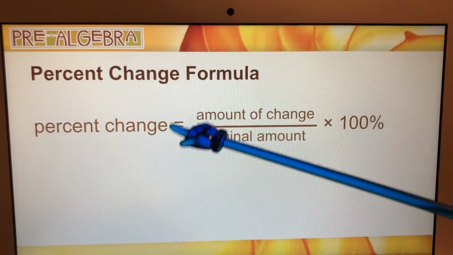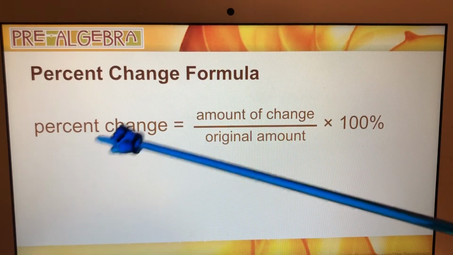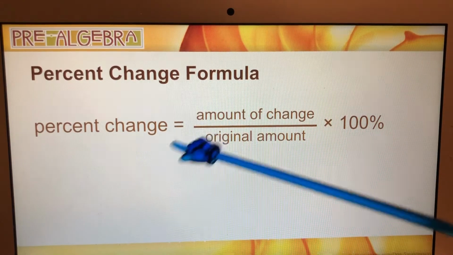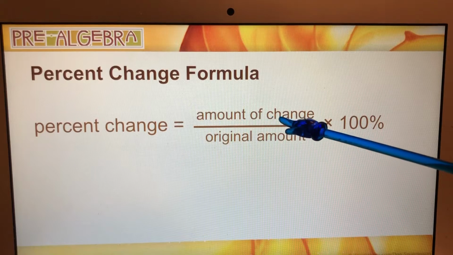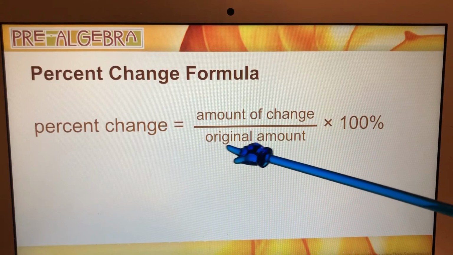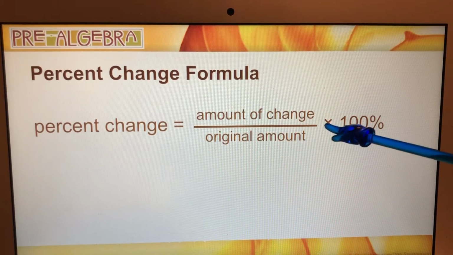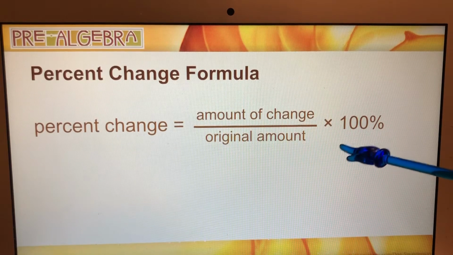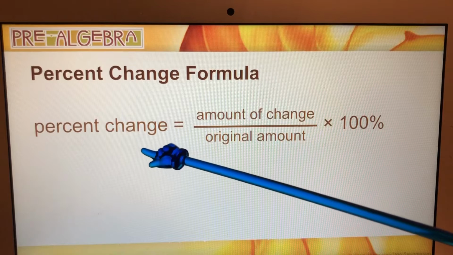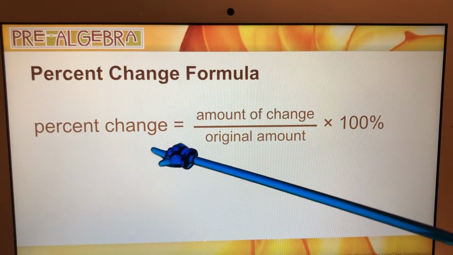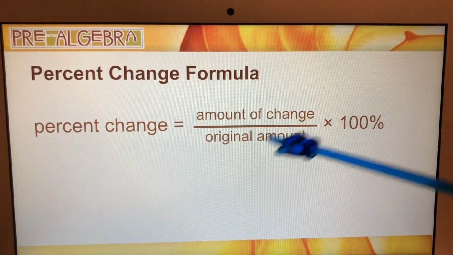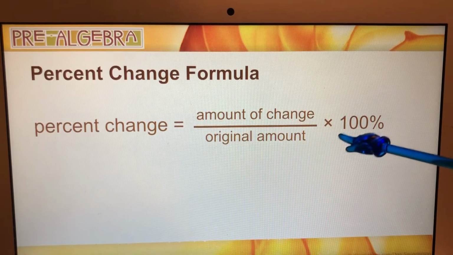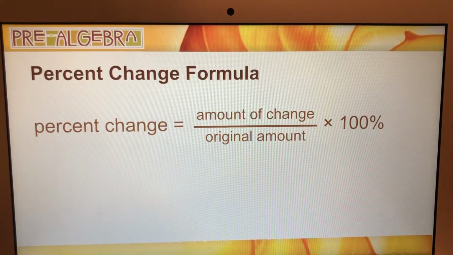Okay, here's a formula that you can use to help you remember. Percent change is equal to the amount of change divided by the original amount times 100%. So remember this. The percent change is equal to the amount of change divided by the original amount times 100%.